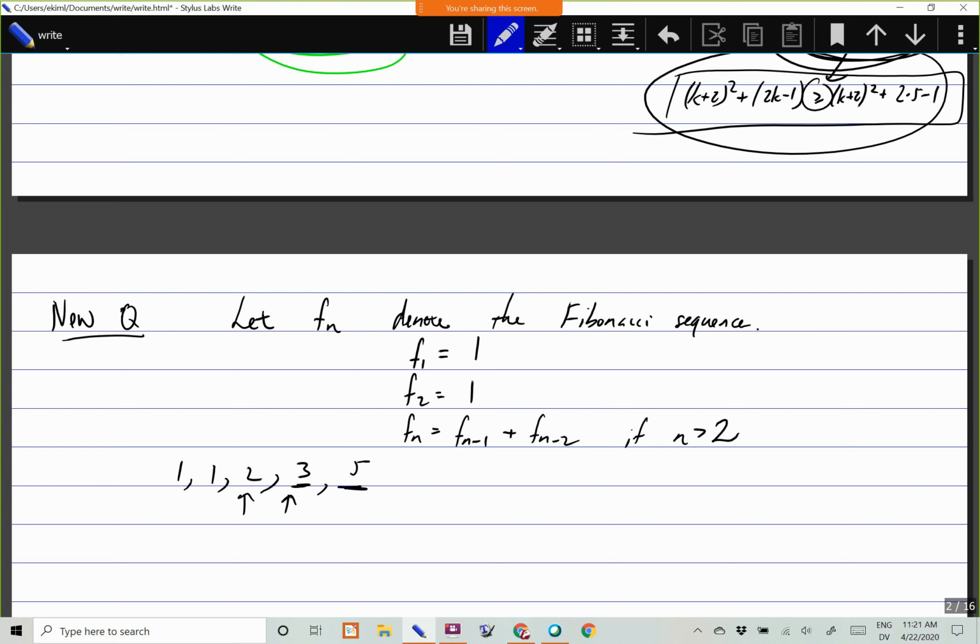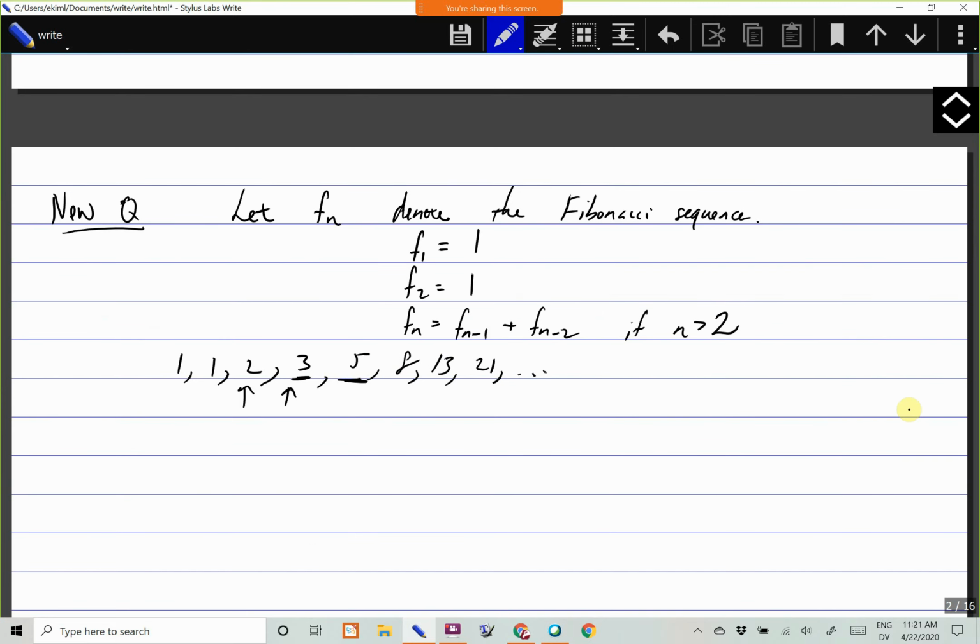Okay, so this is what the Fibonacci sequence starts to look like: 8, 13, 21, that sequence. And just for notational convenience for the next problem, I'd like to define alpha. Let alpha be the positive solution to the equation x squared equals x plus 1.